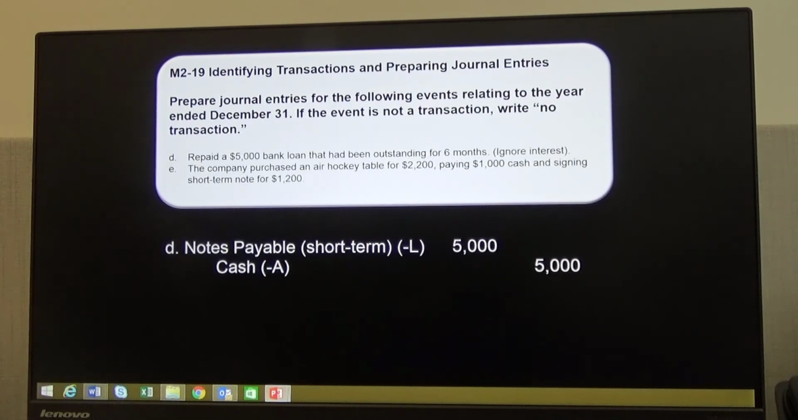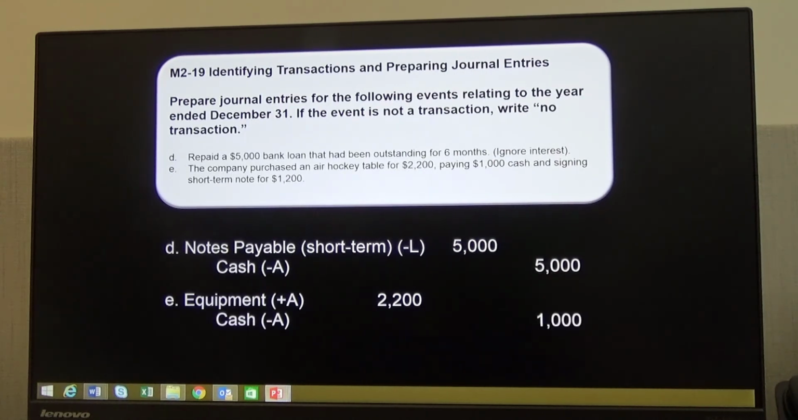Now we purchase a new air hockey table for $2,200, paying $1,000 in cash and signing a short-term note for $1,200. That means we borrowed the other $1,200 basically. And so we're going to increase the asset account for the equipment for the table itself by $2,200, and we're going to credit cash for the $1,000 because we've decreased our cash, and we're going to credit the notes payable, which increases that liability by the $1,200.